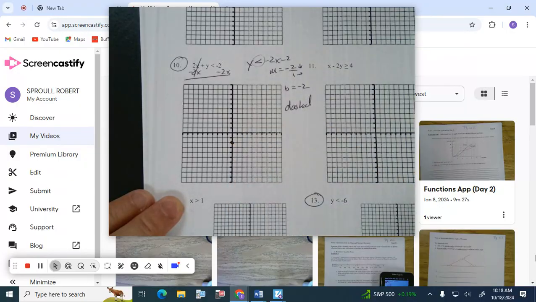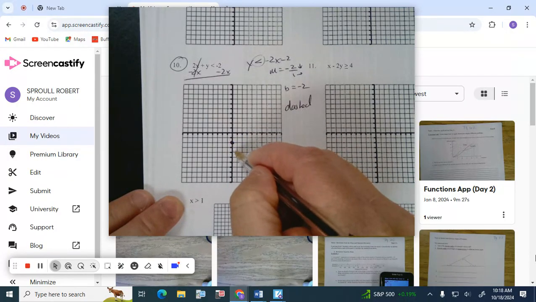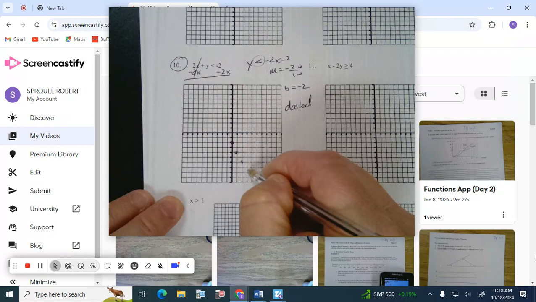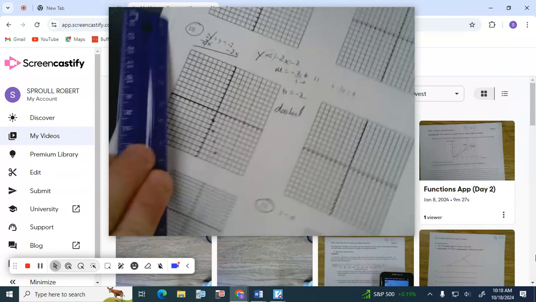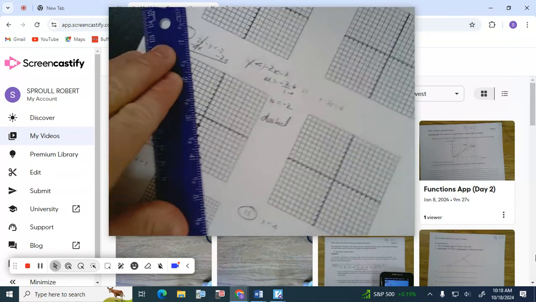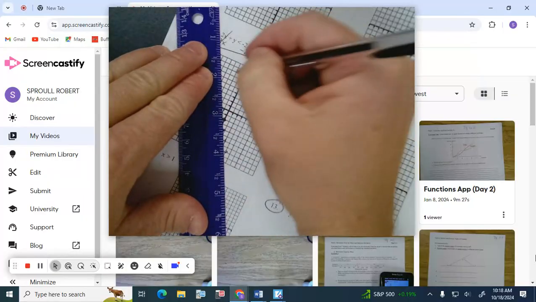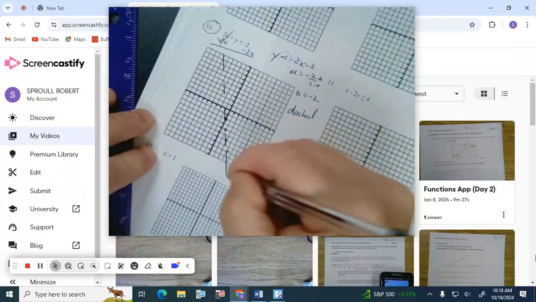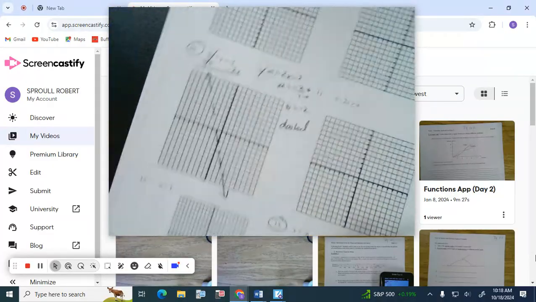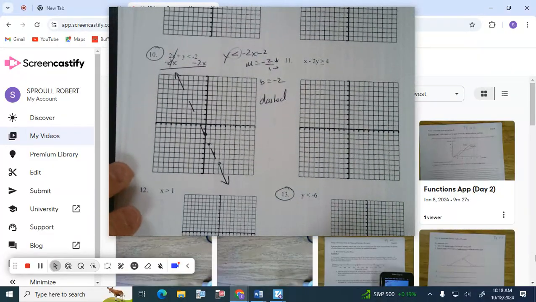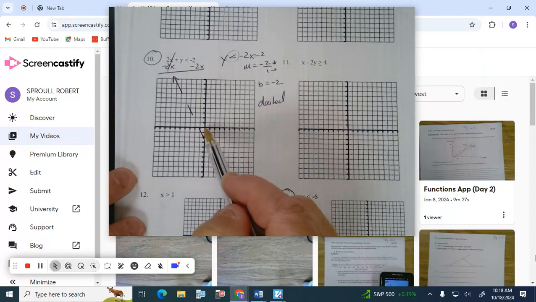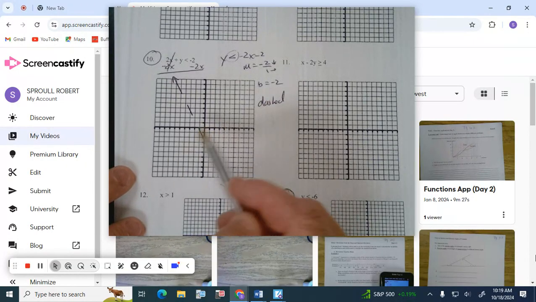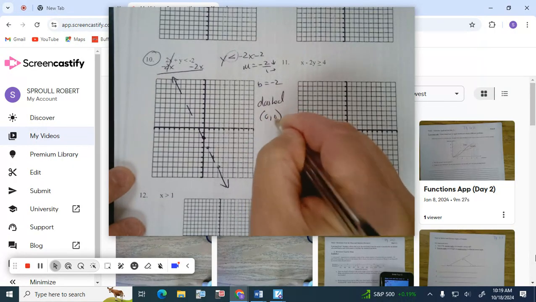So I'm going to go to negative 2, and then I'm going to go down 2, right 1, get some points, and grab my straight edge, and I am going to make sure that when I do this, I make it a dashed line. So I just lift my pencil up as I go, and you've got your dashed line. Okay, now we have to check a point to figure out which side we're going to shade. Again, 0, 0 is a great one. It's not on the line, so I can use it. If it was on the line, I'd have to pick a different point. So I'm going to try 0, 0.